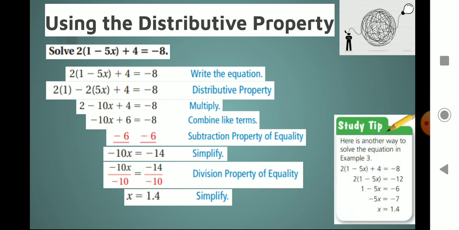Another way that you could solve is to start by getting rid of that plus 4, subtracting 4 on both sides of the equal sign, and then do the division, and then combine like terms and simplify.